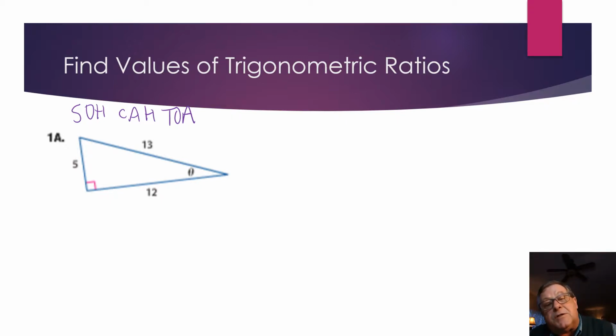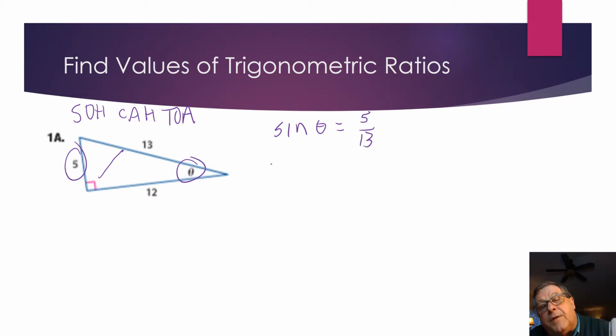So I see here's theta. First thing I really want to do, though, is locate the hypotenuse, which is directly across from the right angle. And then from theta, I'm looking at the opposite side. So with the sine of theta being the opposite, that's going to be 5 over 13.